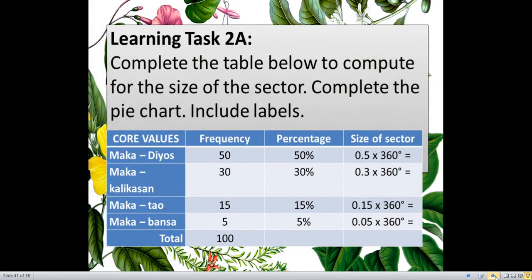So after you answer that, we have the learning task 2A. This time, you need to complete the table below to compute for the size of the sector. Then after you compute for that, you need to complete the pie chart or make a pie chart, then include labels.